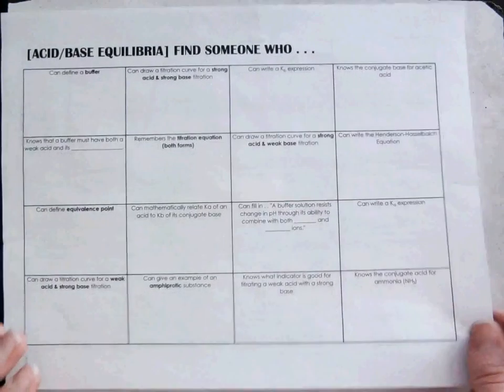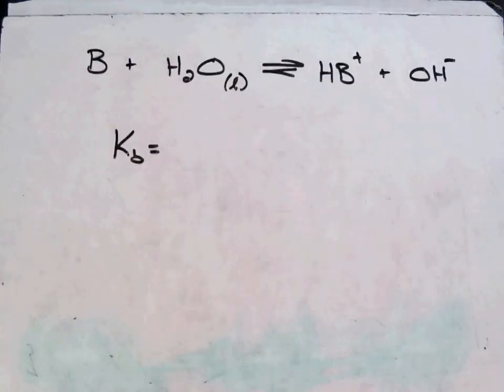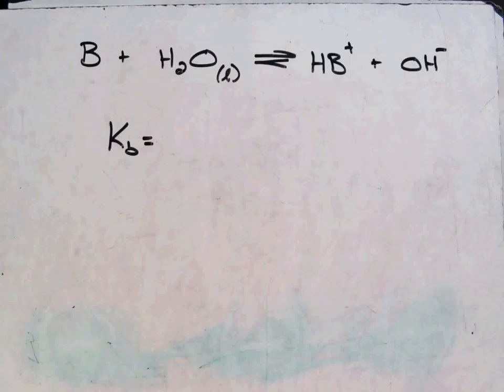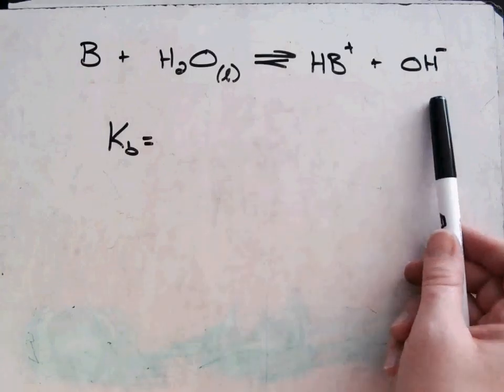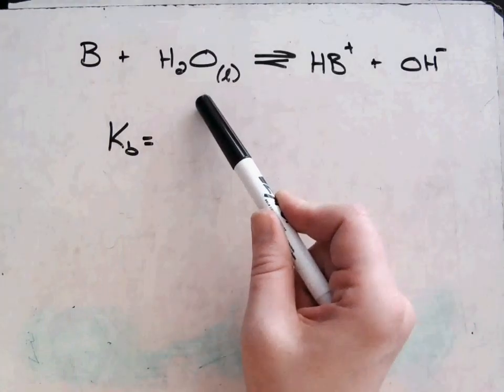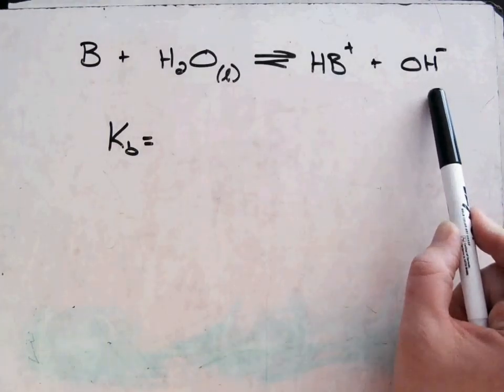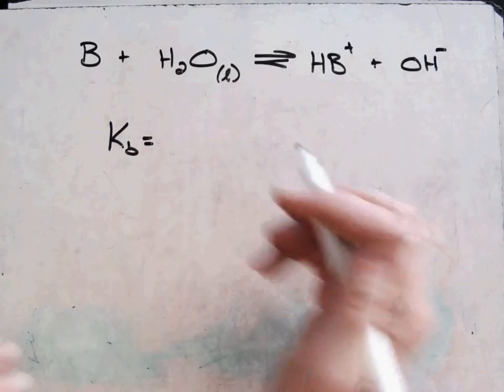So that's number 2. Okay, who can write a Kb expression? Well, a base in water takes a proton off the water and leaves the hydroxide ion, so that's the base, and that's its conjugate acid. There's the liquid water that will not be in this, and there's the hydroxide that's left over after we've taken a proton off the water.